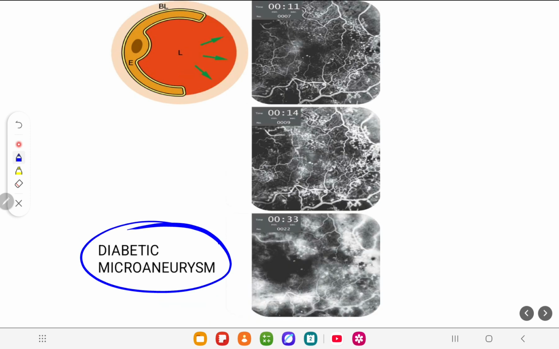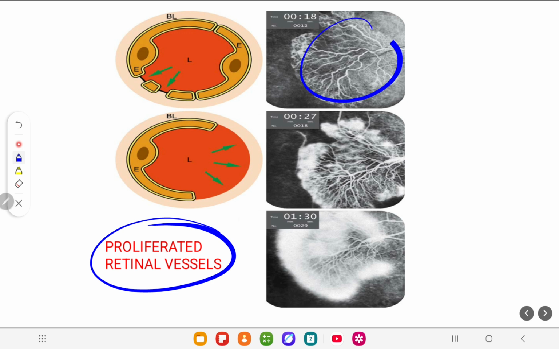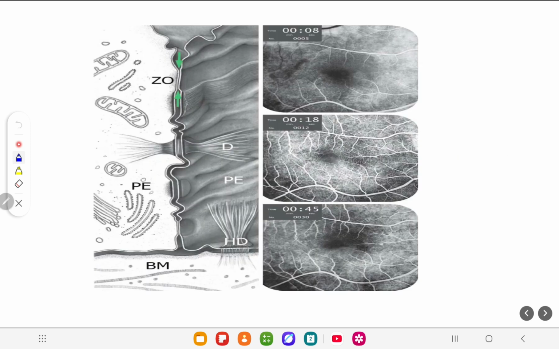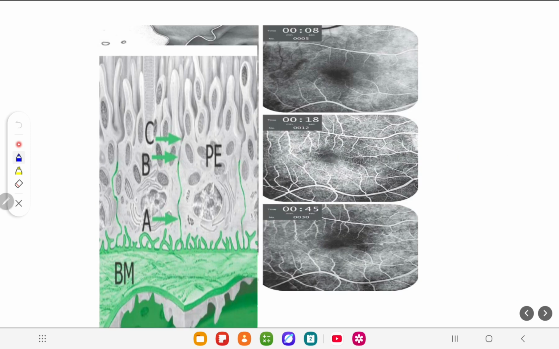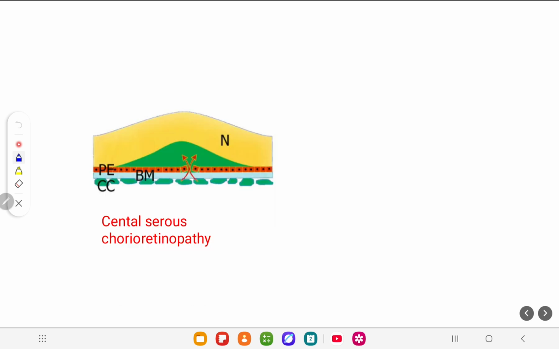In diabetic aneurysm, whenever there is an aneurysm, see this white dot, the fluorescein leaks out. With proliferative retinal vessels, even new blood vessels are proliferated. In the retinal pigment epithelium, the normal RPE is tight, as zonula occludens seal the intracellular space of the pigmented epithelium monolayer. Then what happens if it breaks? Definitely it leads to central serous retinopathy.